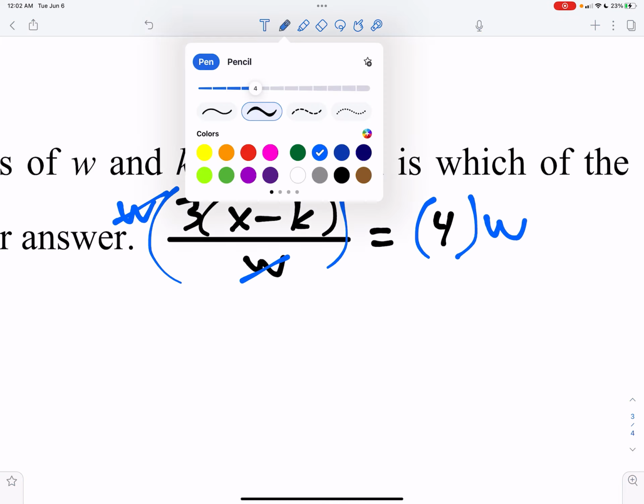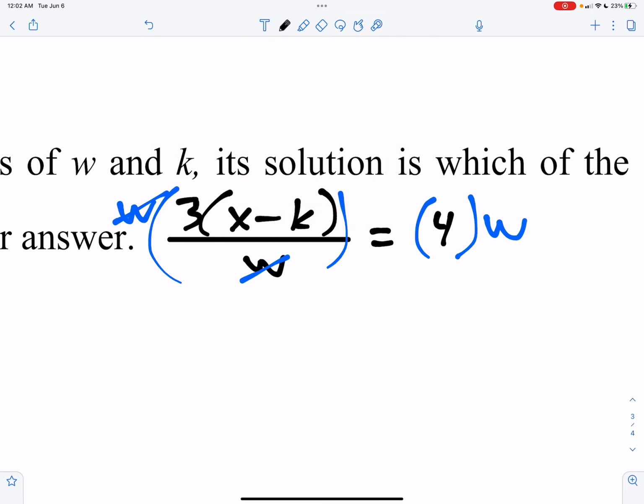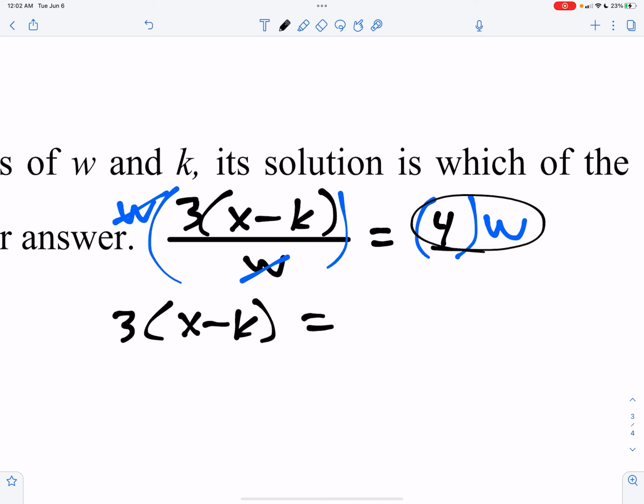Cancels, cancels. And you can see this is the exact same math we did in lessons 2 and 3 when we were solving using our inverse operations. Okay, now cleaning up what we have here, on the top we have 3 times the quantity x minus k, and then 4 times w would just be 4w.